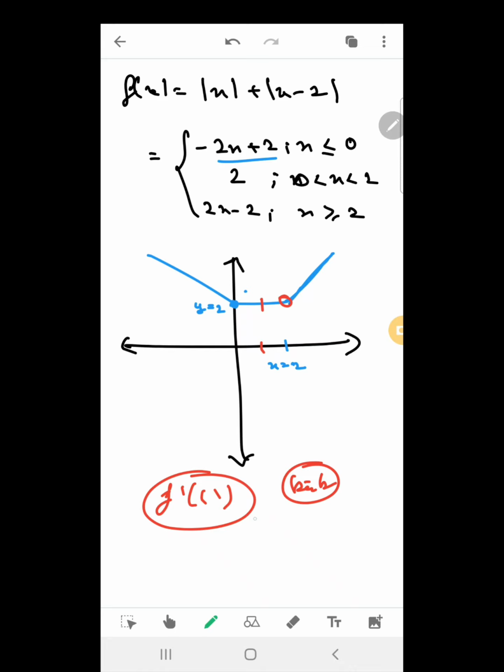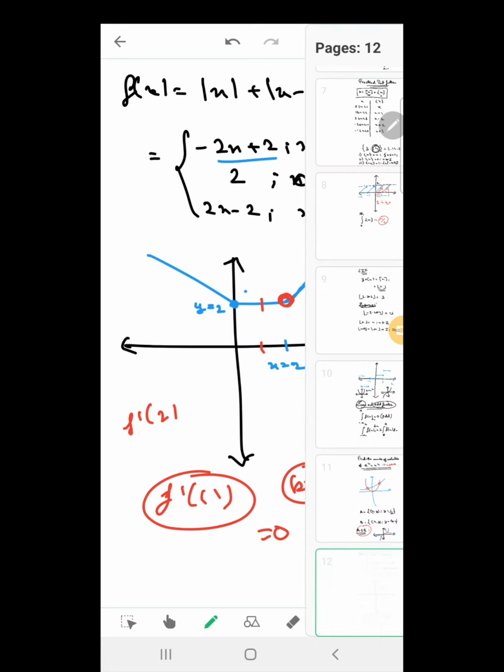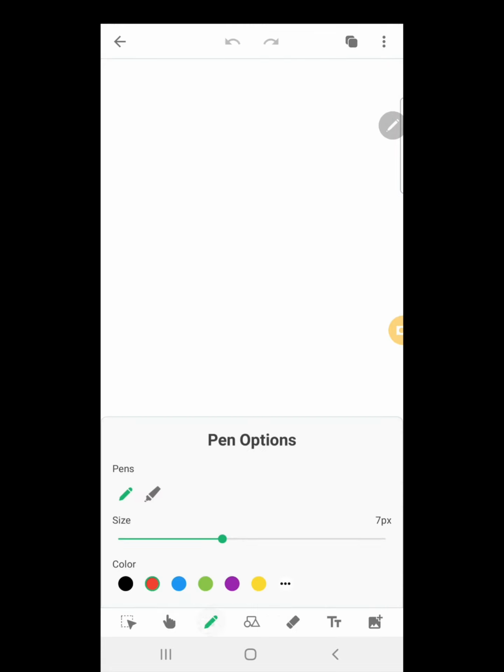There is no such kink at x equals 1. It will be differentiable, and its value will be 0, because the function is parallel to the x axis. But f dash 2 won't exist because you have a kink at x equals 2. If you were to use the basic rules of calculus, trying to prove whether the limit exists or not, it would take a huge amount of time.